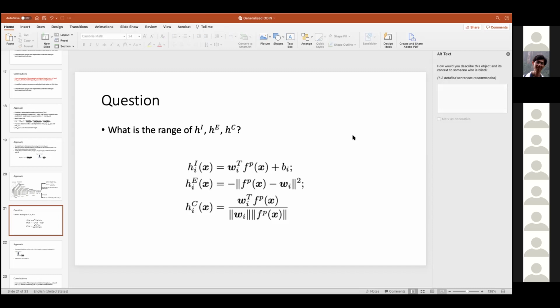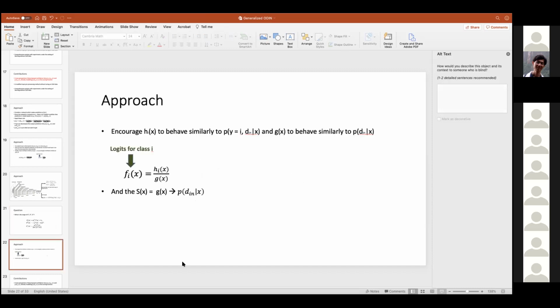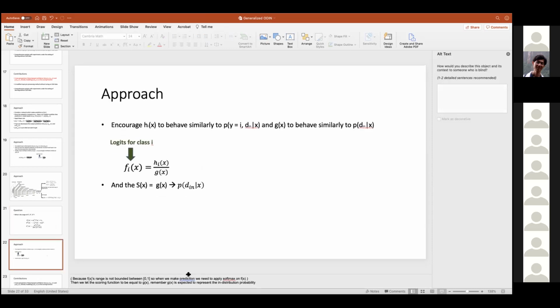I think you just answered it, right? You just answered the second one. Okay. So the second one is smaller than or equal to 0. The third one is between -1 and 1. The first equation can be any real number. Okay, so good answer and good question. Because this f(x) is not controlled within some range, they need another softmax layer after f(x) to produce the prediction.